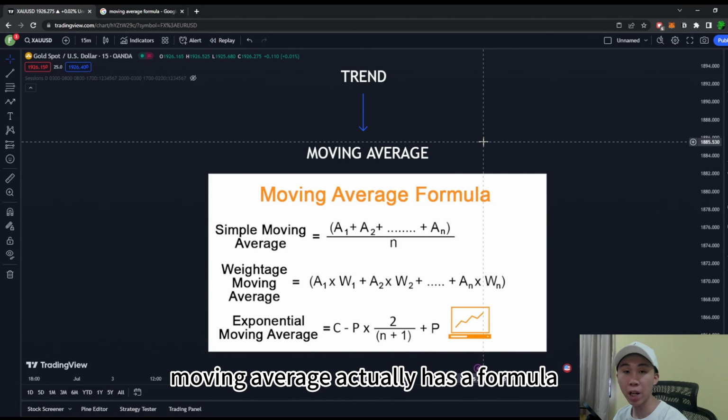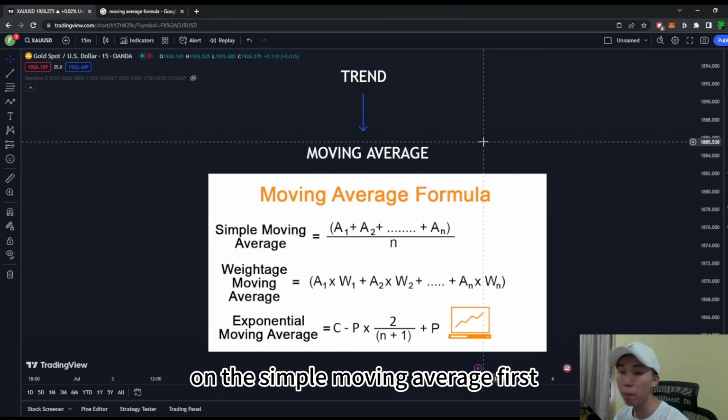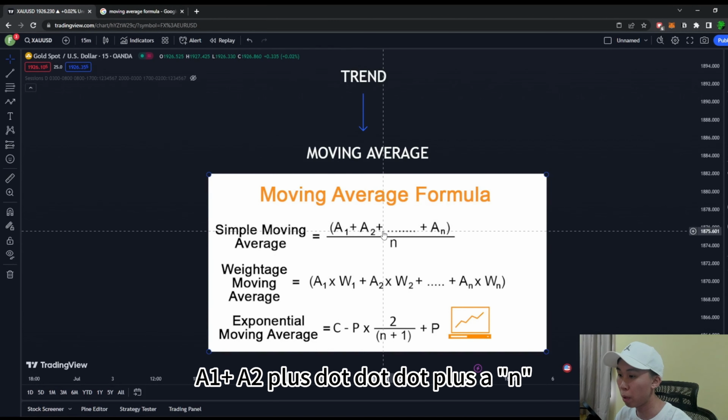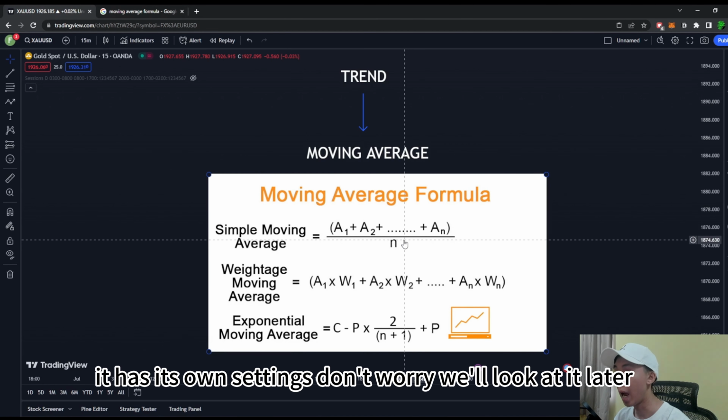Moving average actually has several formulas, but today we'll be focusing on the simple moving average first. As you can see over here, A1 plus A2 plus ... plus AN, over N. So what does this N represent? Every single moving average has its own settings. Don't worry, we'll look at it later.